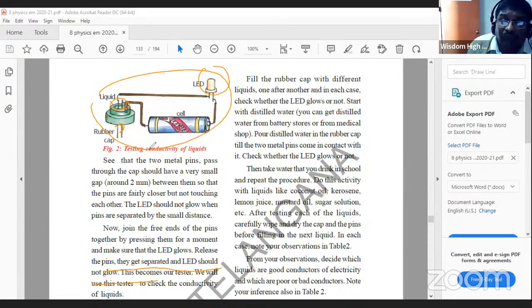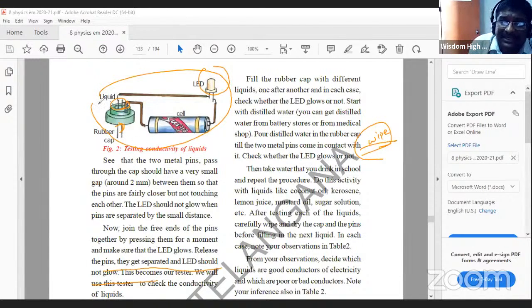And every time you should wipe the cap. Wipe means clean. Think of the wiper on vehicles: in the rainy season we use the wiper in front of the vehicle. For example, a car has transparent glass in front so that the road is visible. The wiper moves over it, the water pressure is released, and the wiper cleans the glass.